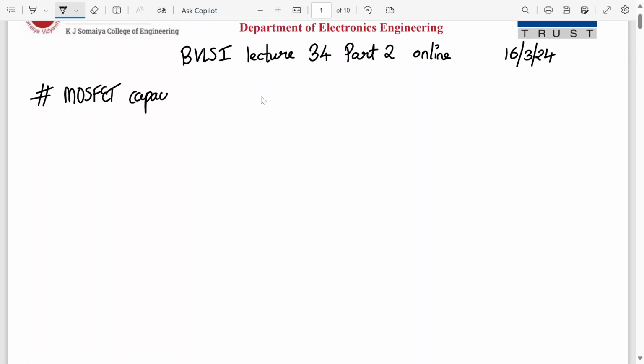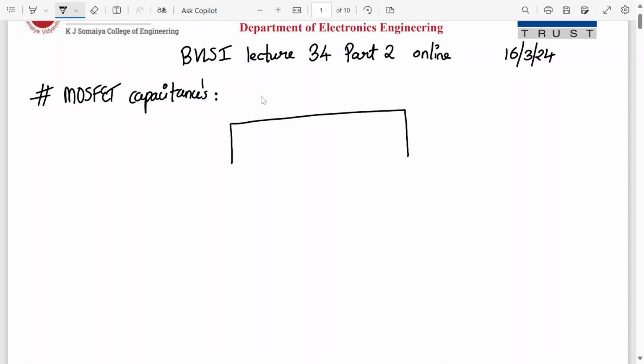MOSFET capacitance. So basically, if you have seen, MOSFET capacitances are divided into two parts: junction capacitance and oxide related capacitance. Under junction capacitance, let me show it to you in the structure itself.